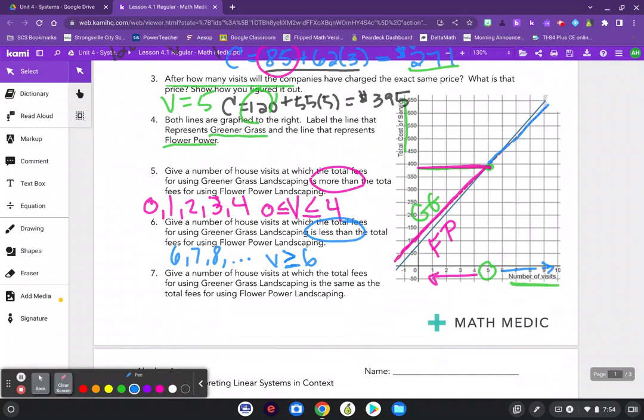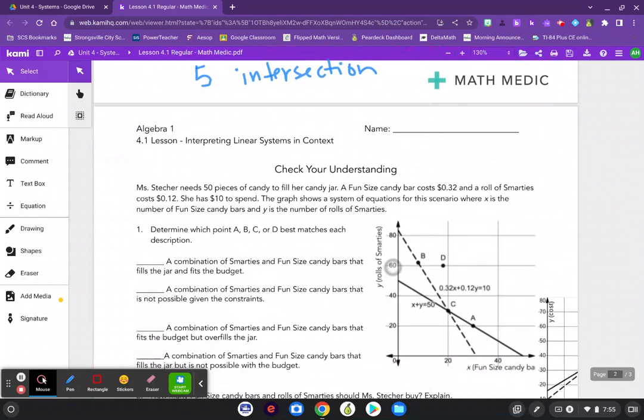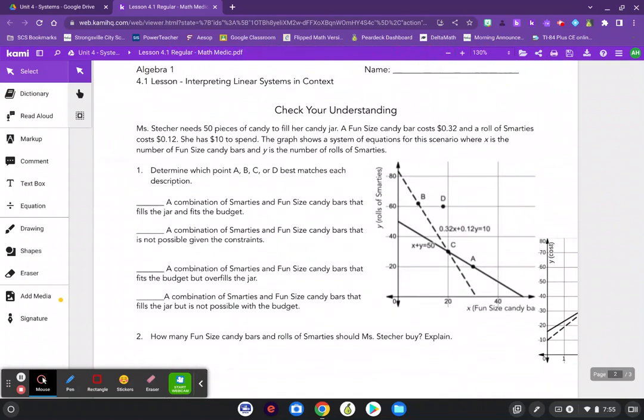And 7 says, give a number of house visits at which the total fees are the same. And again, we talked about that. That's where they intersect. 5, and that is because that is my intersection. So fairly quick lesson, I feel. And let's take a look at this backside then to see if we can put this all together.